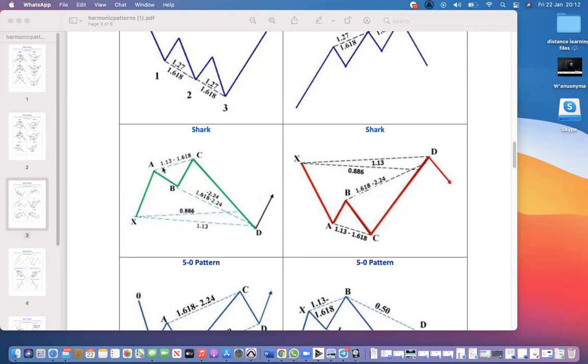The wave right here, can you see there is a number up here, 1.13 to 1.618. Everybody see that number, please. 1.13 to 1.618. So from A to C, there is 1.13 to 1.618 on that line. And what that really means is that if I pull my fib from the X to the A, the C leg should be between 1.13 and then 1.618.